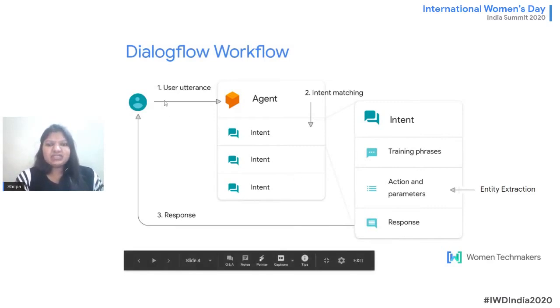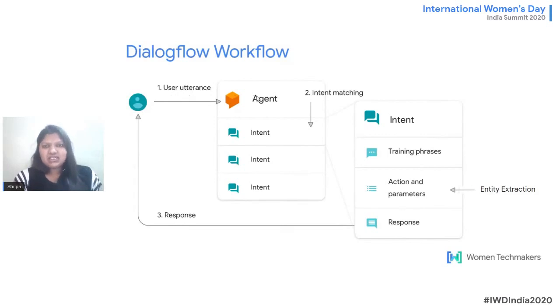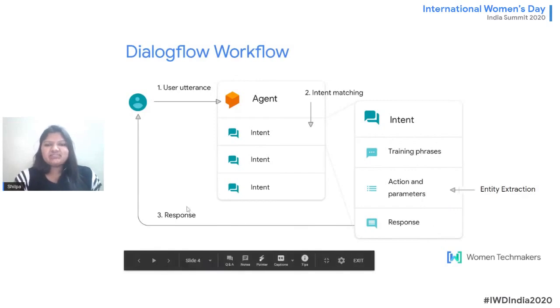First of all, a user asks a question, the user utterance, as we call it, then it goes to the agent, then it matches the intent, to which intent it is matching. After matching the intent, it will take out the entities. From that particular intent, it will take out the action and parameters and entity. Then it will give the response back to the user.